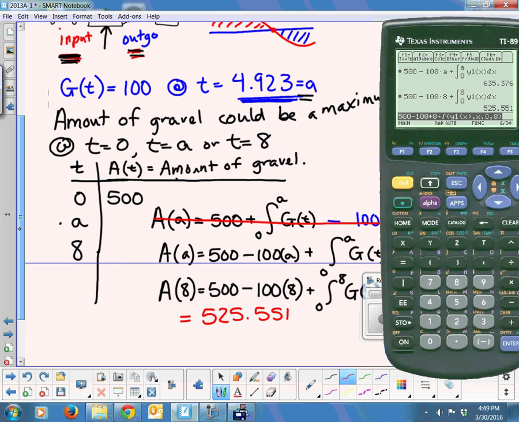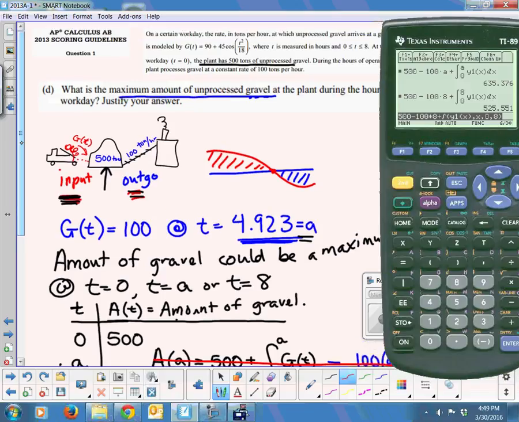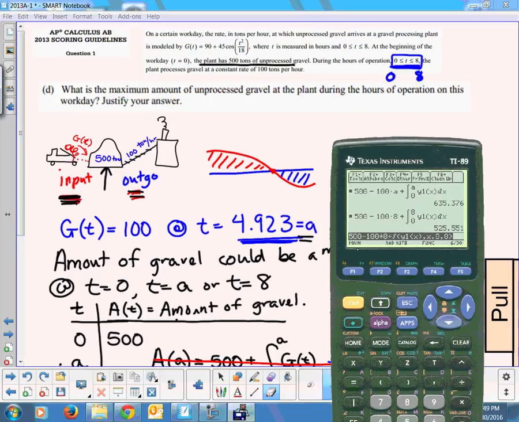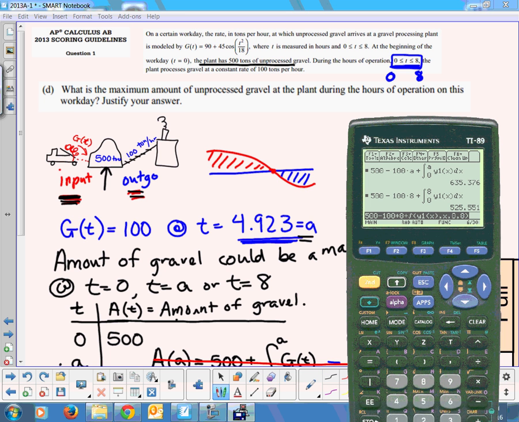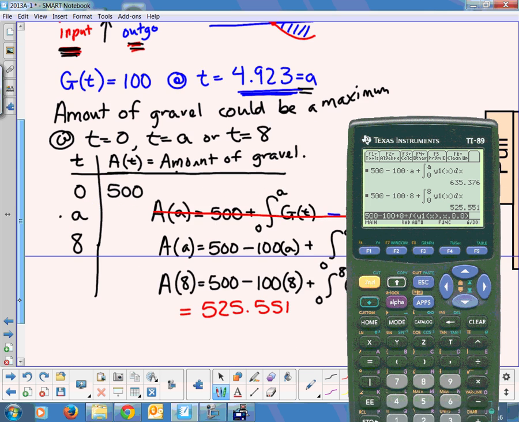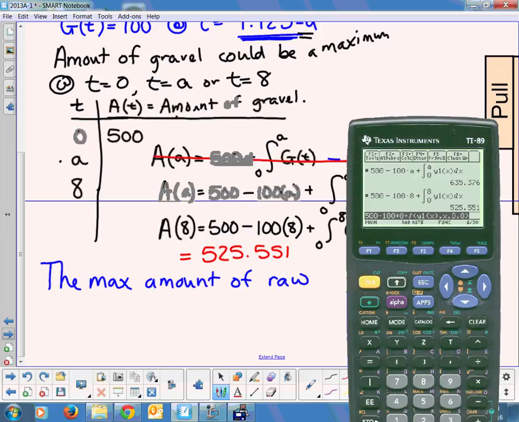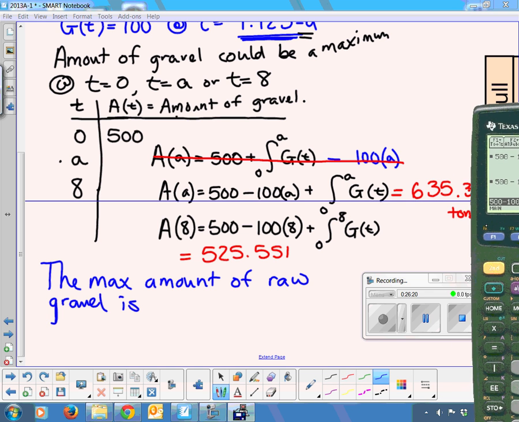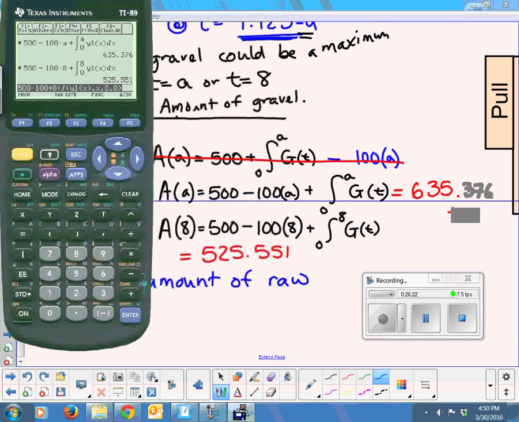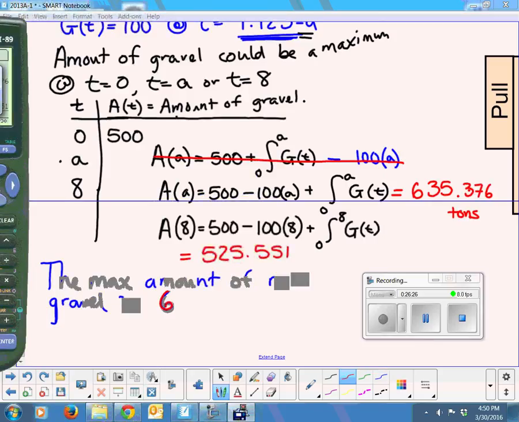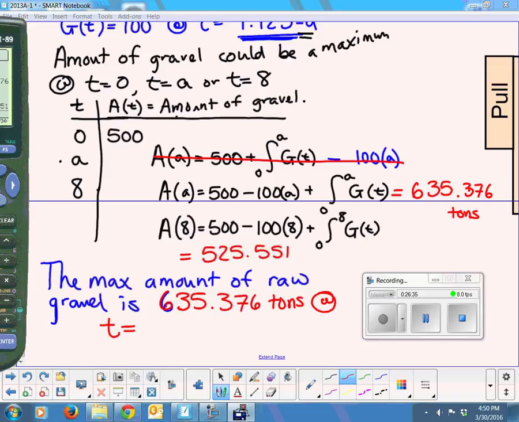Okay, and we can now actually answer the question with confidence. We can say the maximum amount of unprocessed gravel is, we've justified the answer with work, so we can say the max amount of, and again I'm going to use the word raw because it's shorter to say than unprocessed, gravel is, what did we decide it was? Calculator's hiding it. 6.335.376 tons at t equals 4.